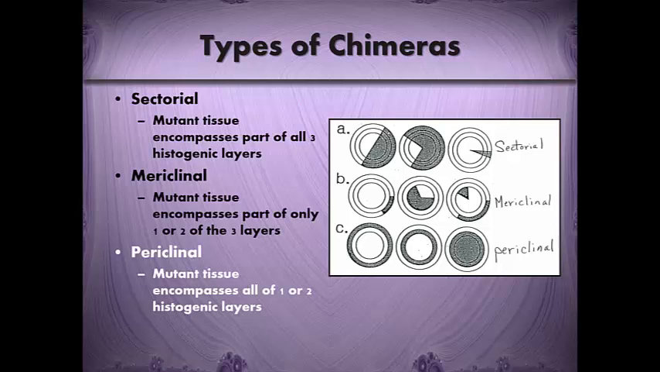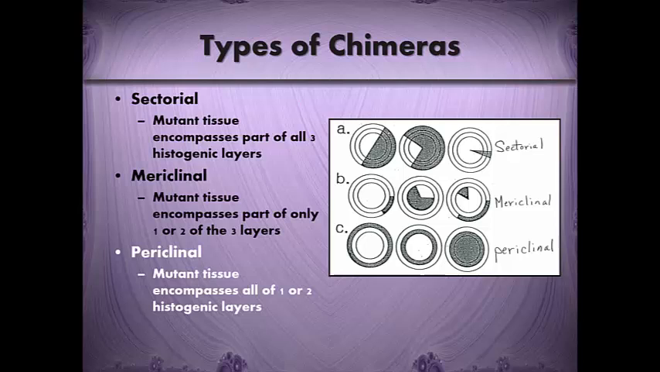Now, there are 3 different types of chimeras. The chimeras can have mutations in L1, 2, or 3, or parts of 1, 2, or 3, or 1 and 2, or 2 and 3. You can have different combinations of which layers are mutated, but the three types of chimeras are sectorial, mericlinal, and periclinal. When you have a sectorial chimera, the mutated tissue encompasses part of all three histogenic layers. So it's not all of all three layers, but it's part of all three layers.